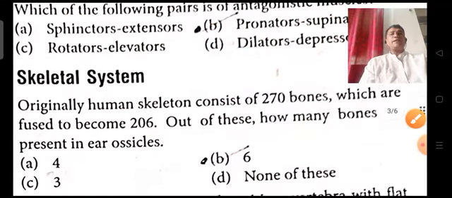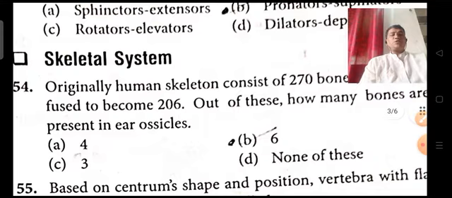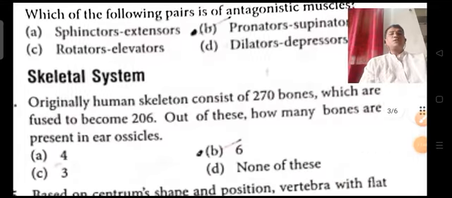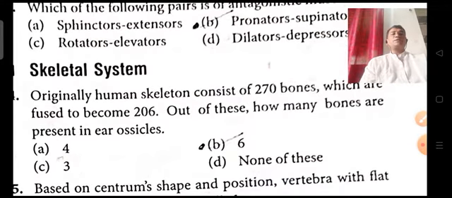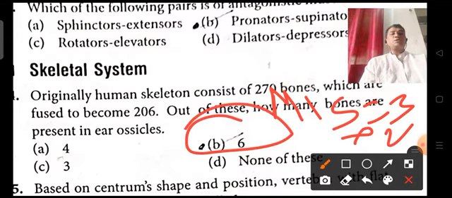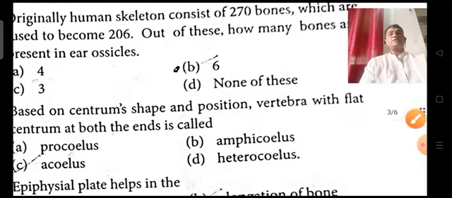Next, question 54. Originally the human skeleton consists of 270 bones which are fused to become 206. Out of these, how many bones are present in the ear ossicles? Three plus three, that is 6. Malleus, incus and stapes are 3 in one ear, and in the second ear 6. So 6 bones are present in the ears, that is malleus, incus and stapes.